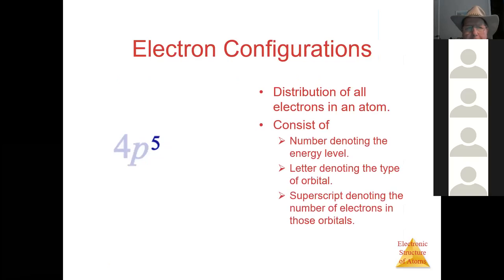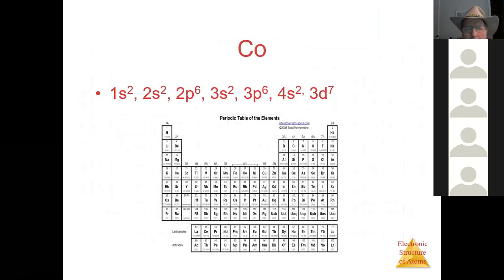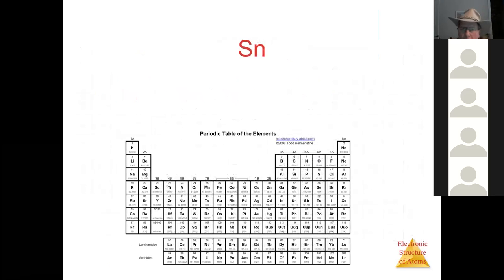You're at zinc, 3d10. What's next? Not 3p, you did the 3p's already, those were in aluminum. Oh, 4p. Right. 4p6.